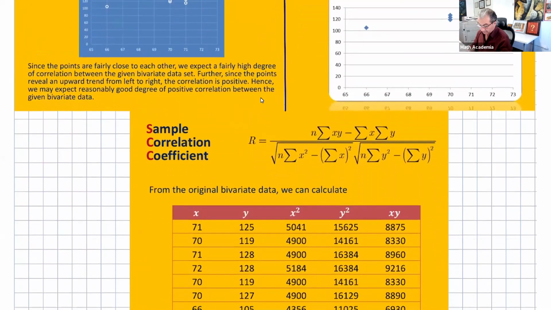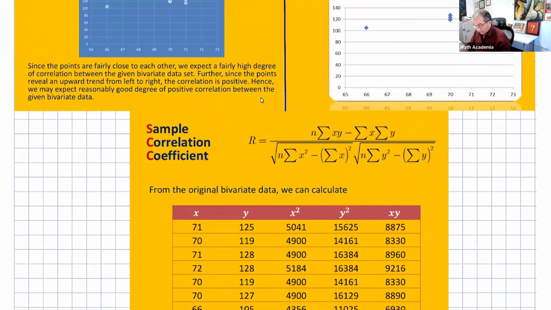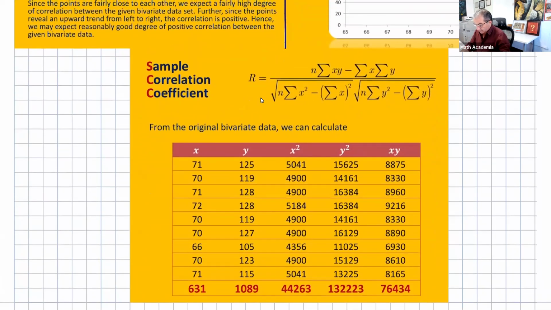So next step, you have to calculate R. And again, that's the formula we saw on the top. And there are the hand calculations here. So in this formula, we need the sum of x's, sum of y's, sum of x's squared, sum of y squared, and x times y.